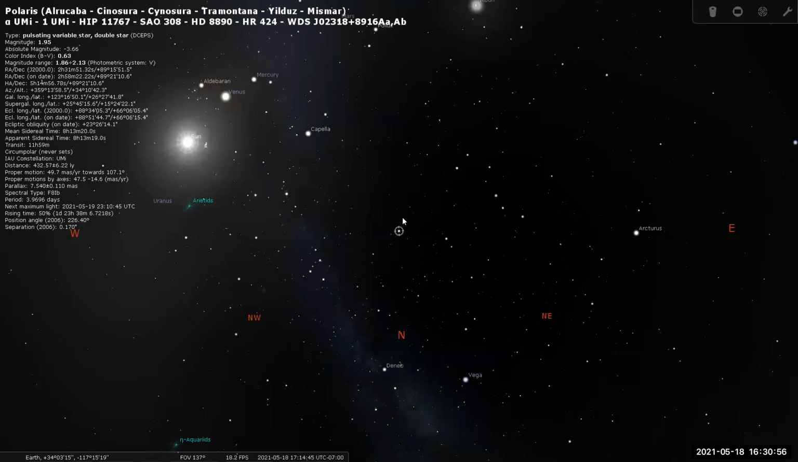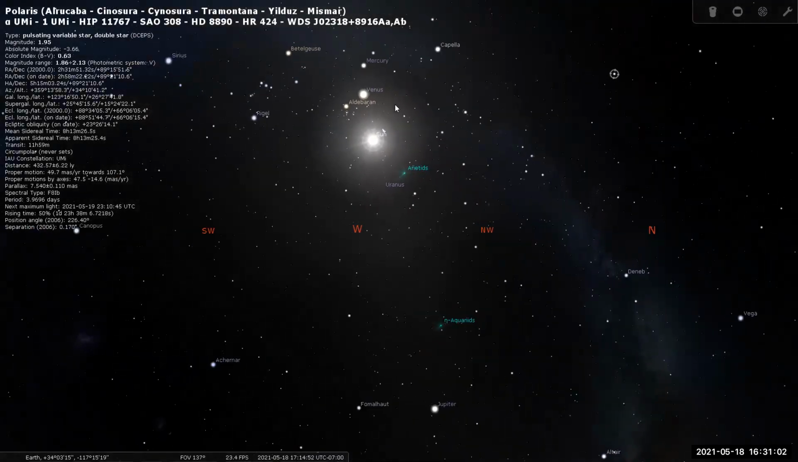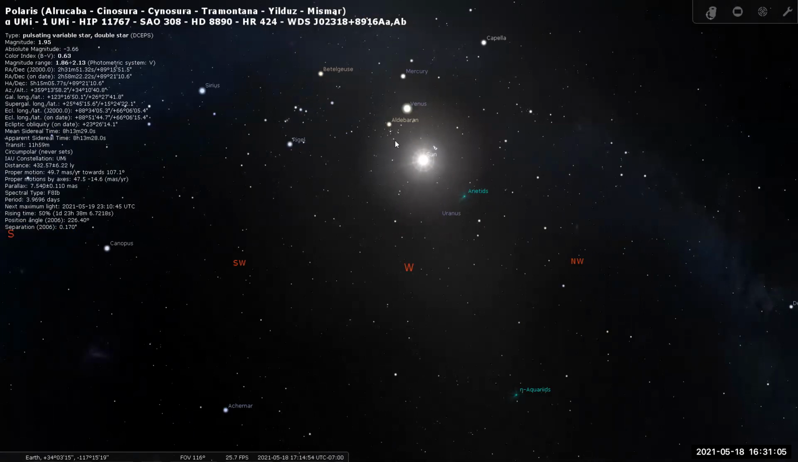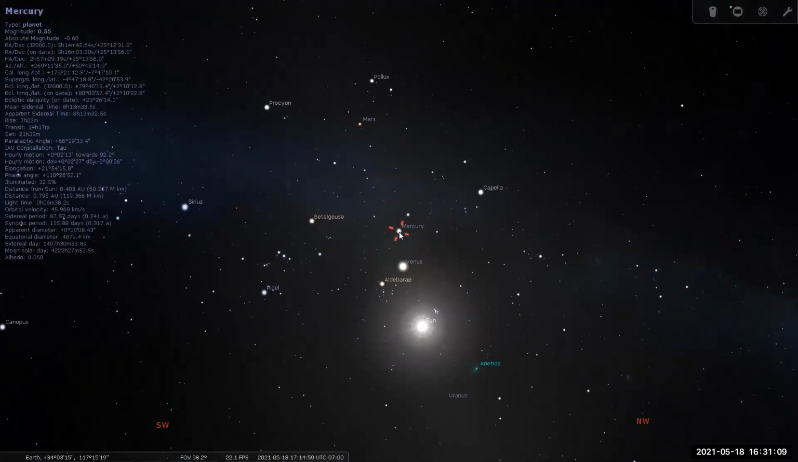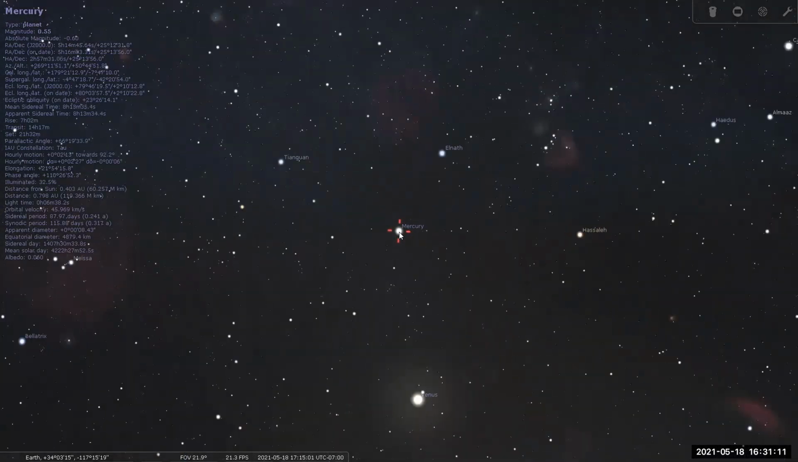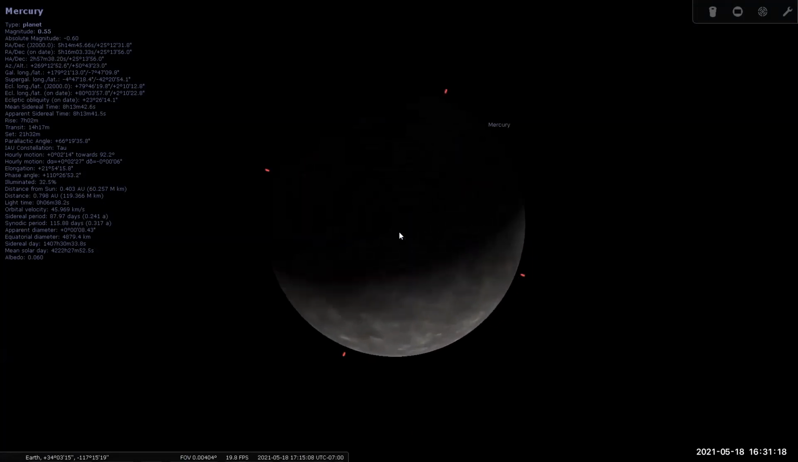So anyway, this is basically the story of the solar system. Let me zoom in on this object because we're going to do that as part of the lecture anyway. So let me find where Mercury is and zoom on it to see how it looks. Oh man, I lost it.